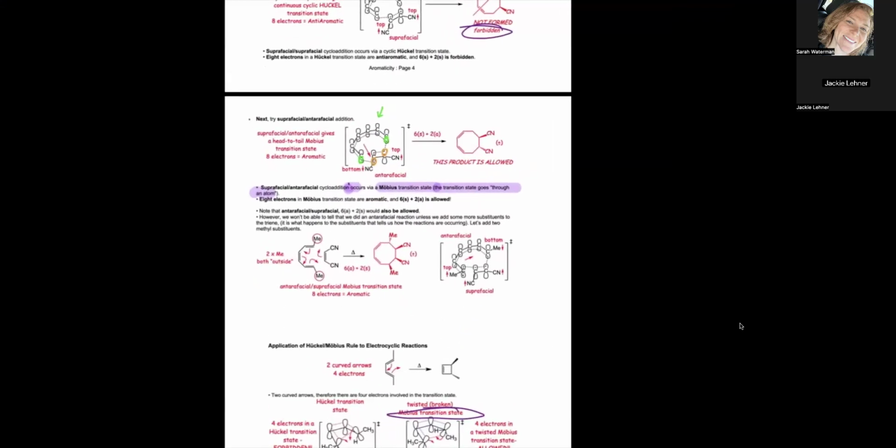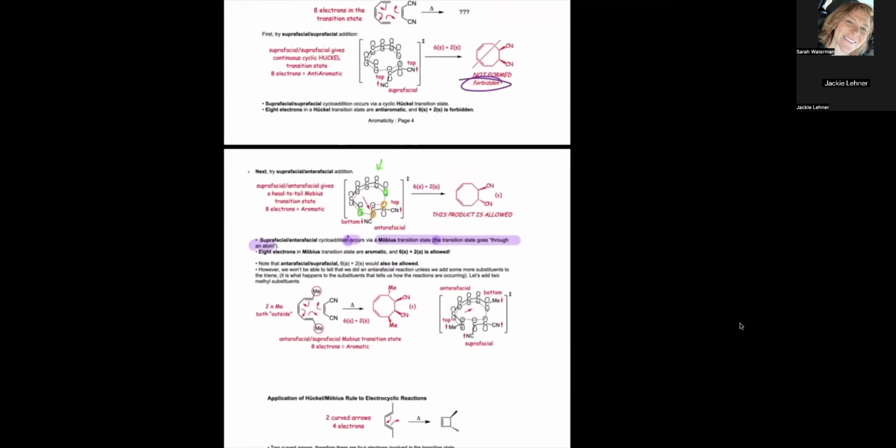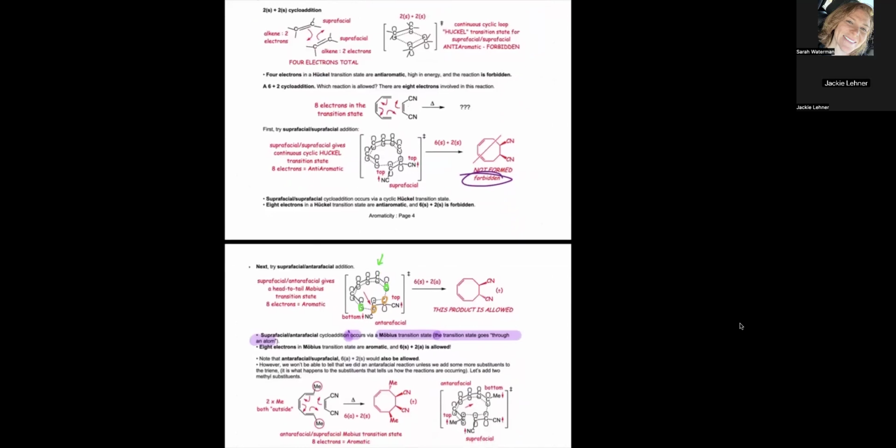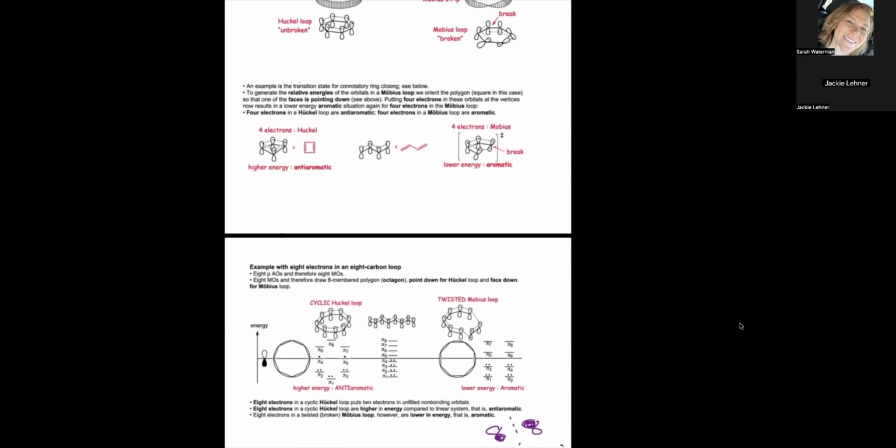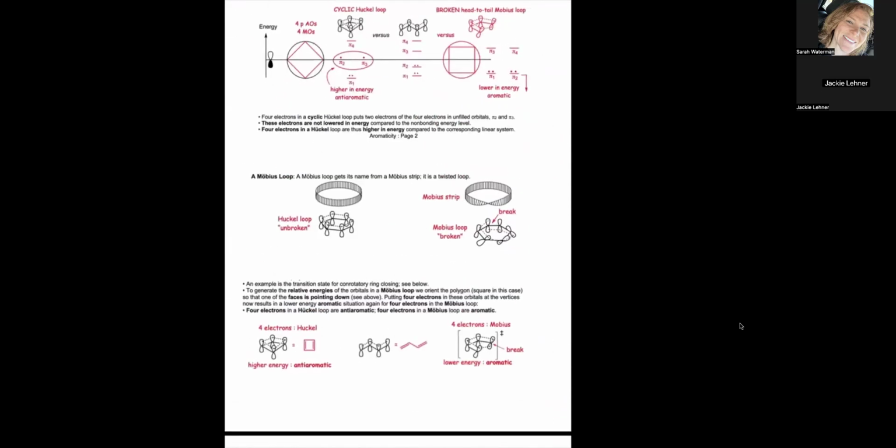So that's what the Mobius loop is. The Mobius loop is what allows for that cycloaddition to happen, because it has this transition state, but not really a transition state. The reason it got its name is because of the twisted loop, right? So it makes this, right here, the Mobius strip. So it has this twist.